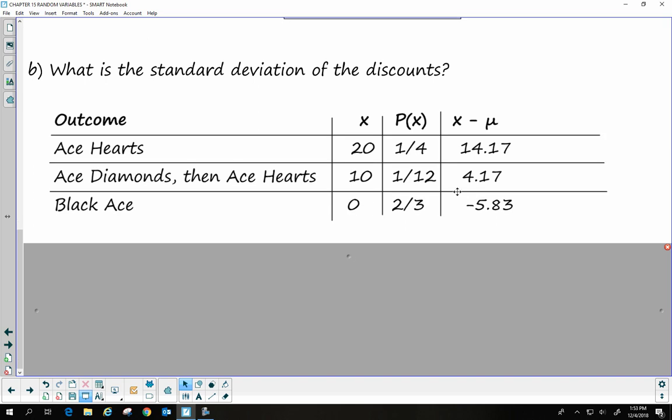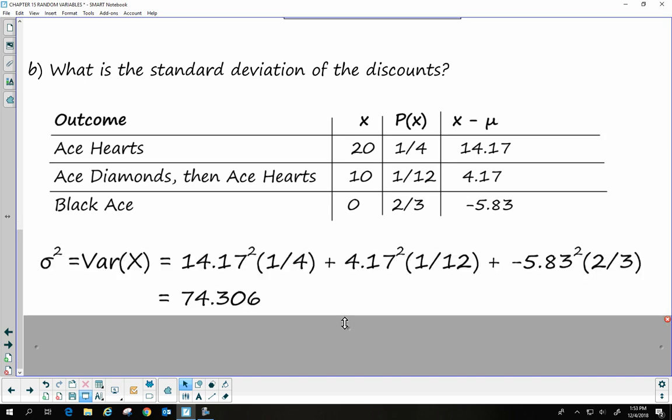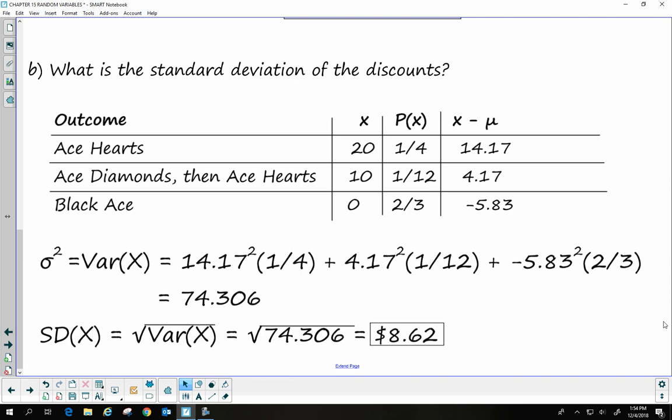And we can use these values to find variance. And then to get standard deviation, we will square root the variance and see that our discount varies $8.62. So we have an average discount of $5.83 with a standard deviation of $8.62.